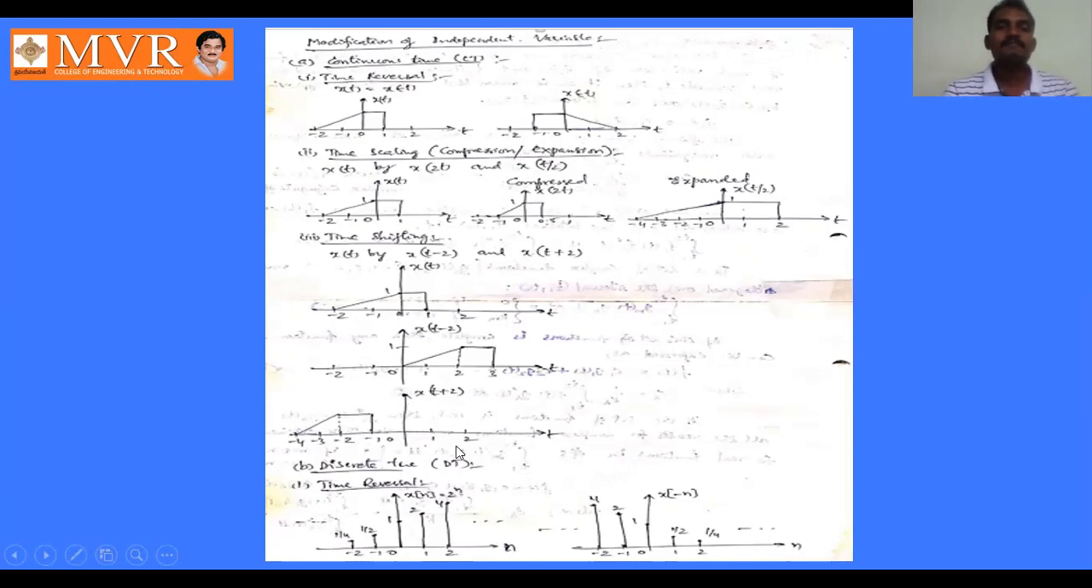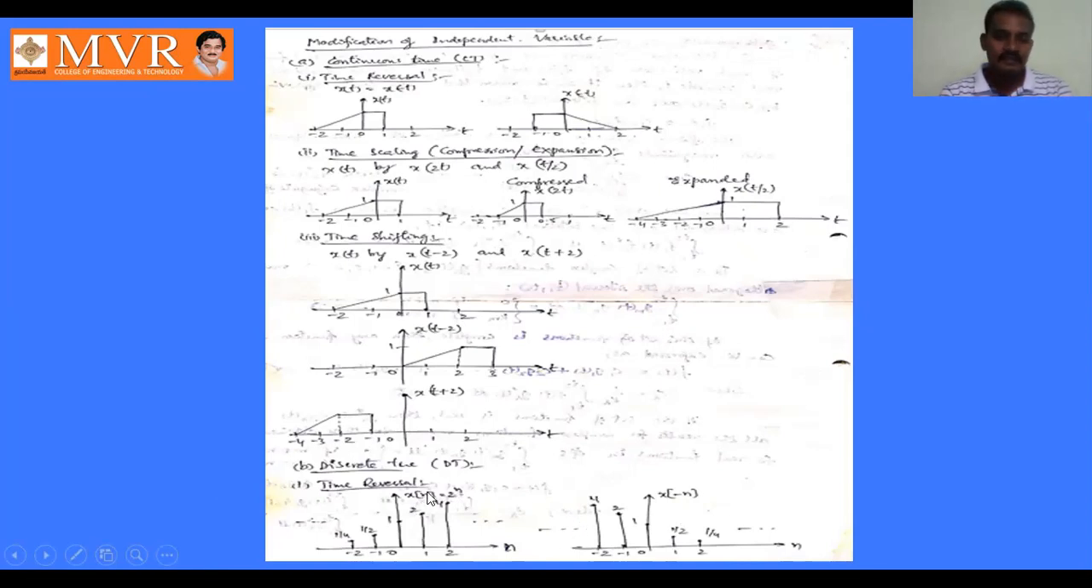In the same manner, the discrete time signal can also be shifted. Coming to the discrete time signal, the DT signal x of n can be modified as x of minus n, that is the time reversal property. In time reversal, by putting a mirror in between, we get a mirror image, also called a reflected image. So x of n can be reflected as x of minus n.